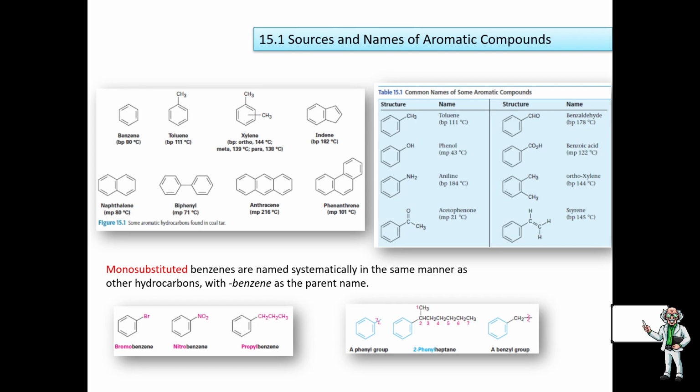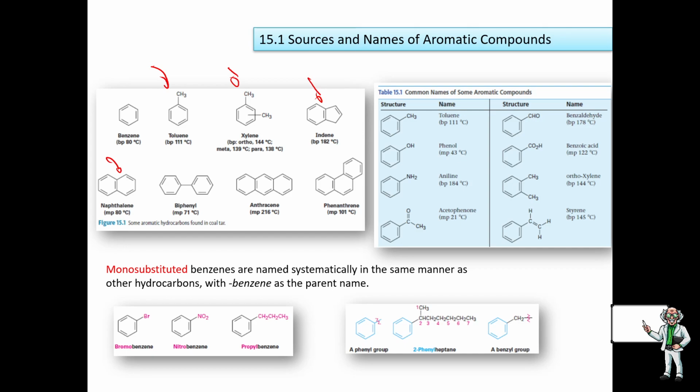For example, we have benzene and we have methylbenzene, but instead of methylbenzene, normally people call this compound toluene, as you can see here. If we have two methyls, it's called xylene. If we have a fused five-member ring, also with a double bond, it's called indene. If we have two aromatic rings fused by one bond, basically it's called naphthalene. If they are joined by only one carbon-carbon bond, it is called binaphthyl.